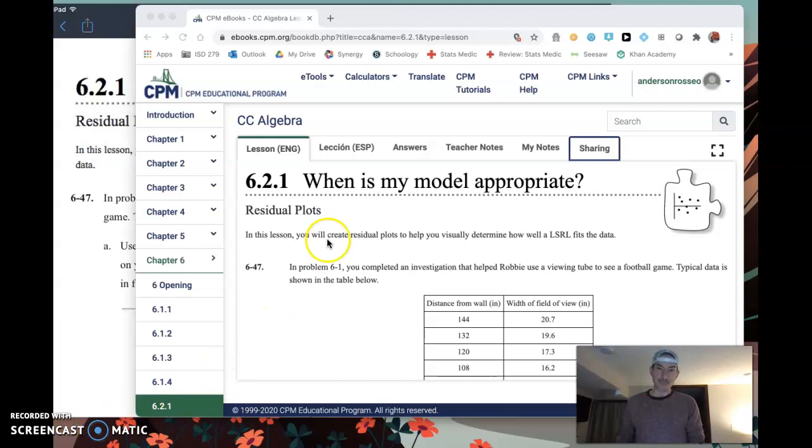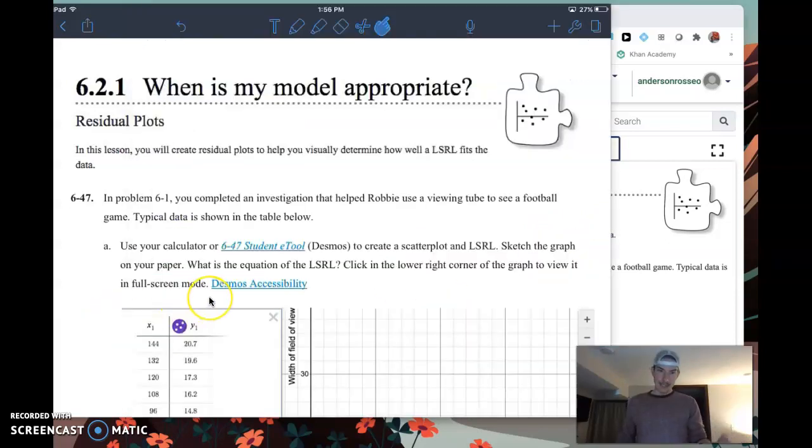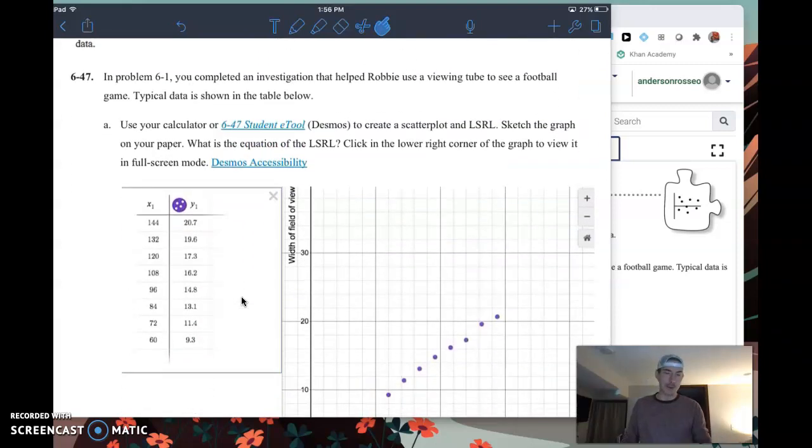And by the end of the lesson we're going to use an idea called a residual plot. It's a graph of residuals. That's all that is, to determine how well that LSRL fits the data, how well our model fits the data. And this is going to take us all the way back to some data from section 6.1 where they were looking through the drain pipe to see the football field. If you remember that, great. If not, maybe you want to go back and check it out.